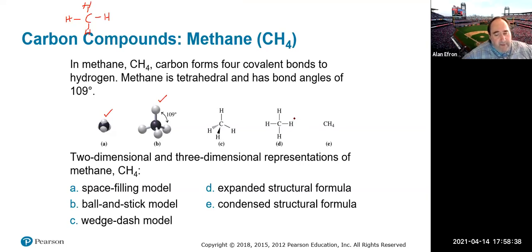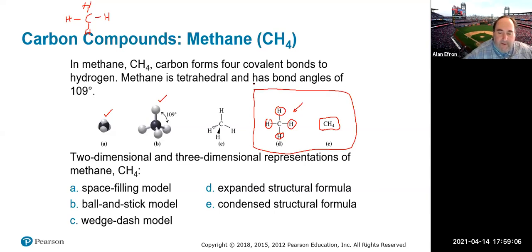This is what is referred to as the expanded structural formula. Expanded structural formula basically means we drew out all the hydrogens, as you can see here, kind of like Lewis structures. This is what is referred to as the condensed structural formula. In condensed structural formula, we don't draw out the hydrogens. It's similar to this one without actually drawing out the hydrogens. So those are two very common ones that we draw in organic chemistry, the condensed structural formula and the expanded structural formula.